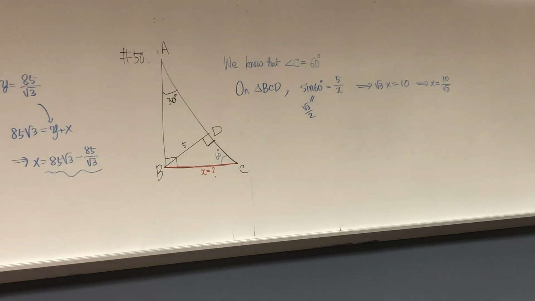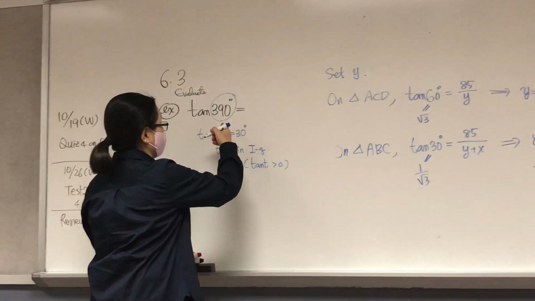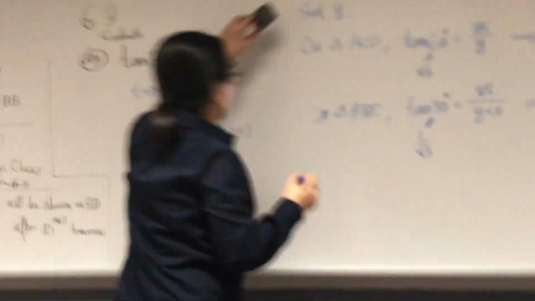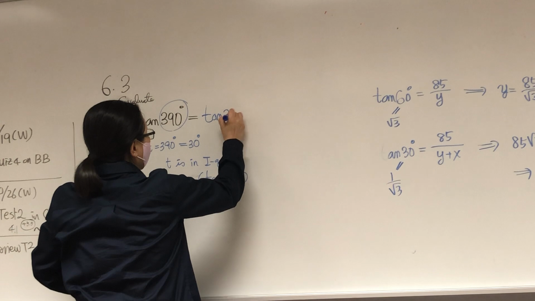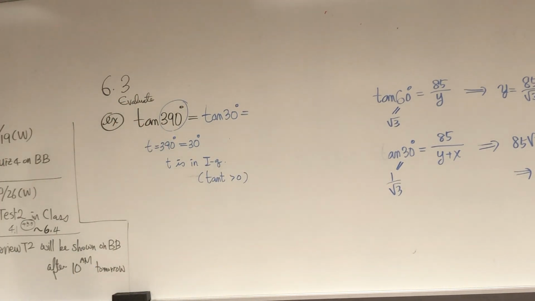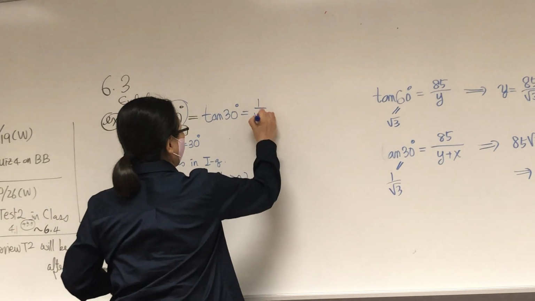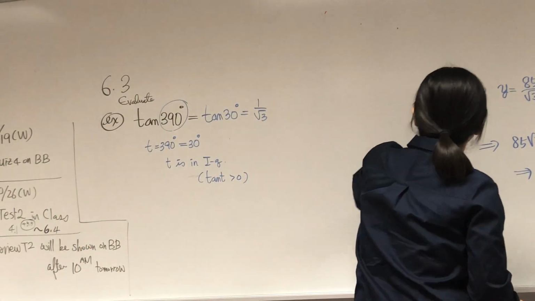Your question is about the tangent. In the first quadrant, your tangent is what? Positive or negative? Positive. So this one is equal to what? Tangent 30 directly, right? What is it? 1 over root 3. Yeah. So very easy.